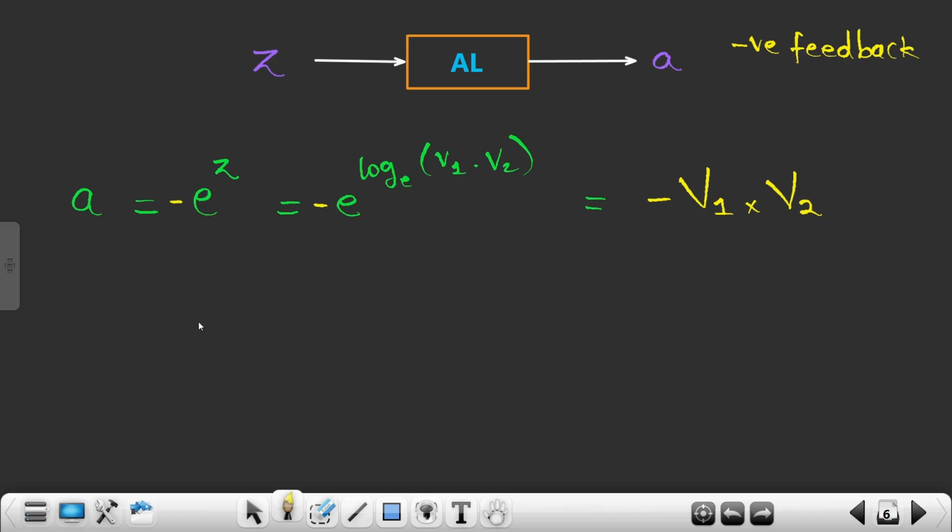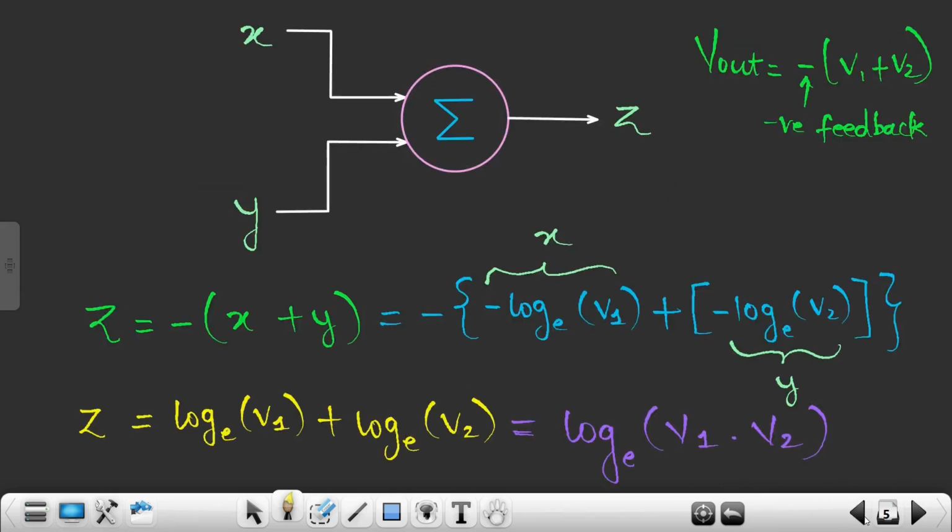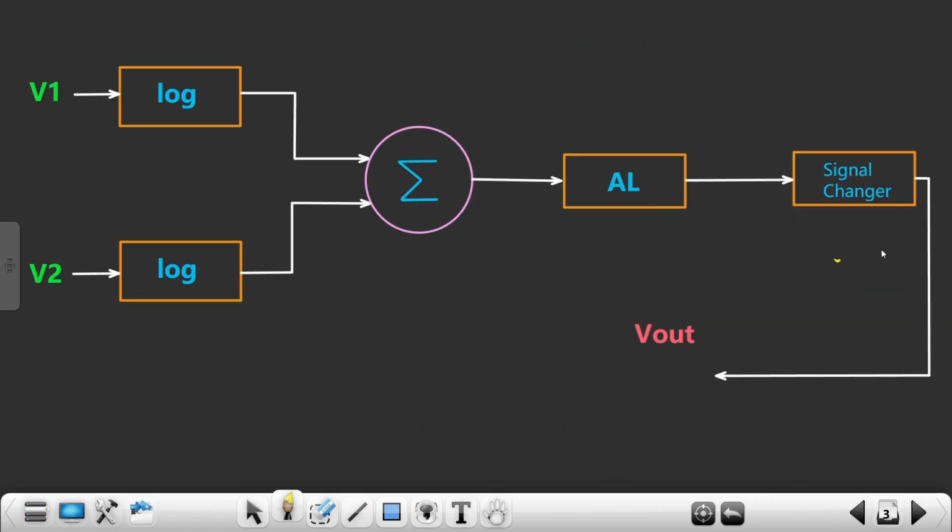So the signal generator, what it does is, see over here, I had mentioned that this is my signal generator. If over here you are getting, let's suppose, minus of A as the output, the signal generator will just change the sign and you will get plus of A. So over here you were getting minus of V1 times of V2, and over here you will get plus of V1 times of V2. That's the only thing the signal generator does. Okay, so you see we are getting output as V1 times of V2, and this is what we wanted.